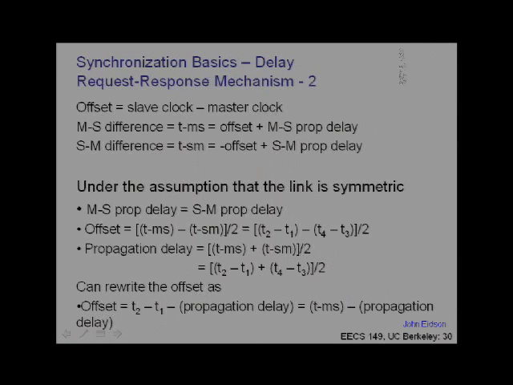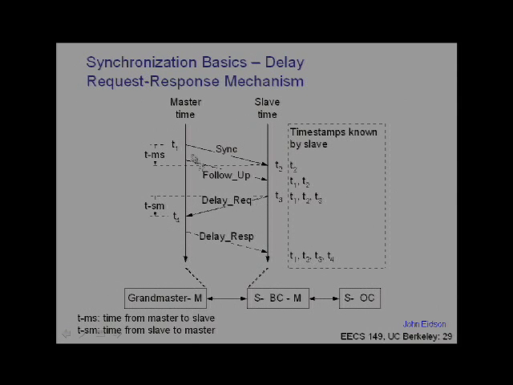And the assumption we'll make is that the link is symmetric. So the time it takes for a message to go from master to slave is the same as the time it takes from slave to master. You can get rid of that assumption and then do a more elaborate analysis. But for simplicity, we'll consider the symmetric case first.